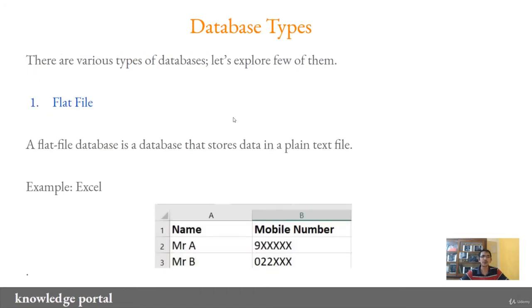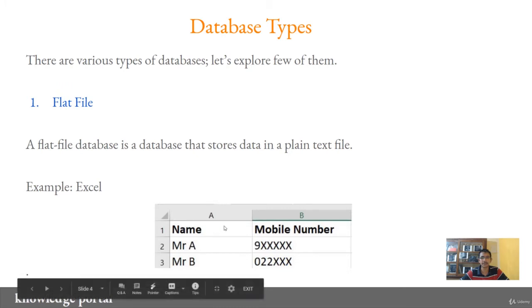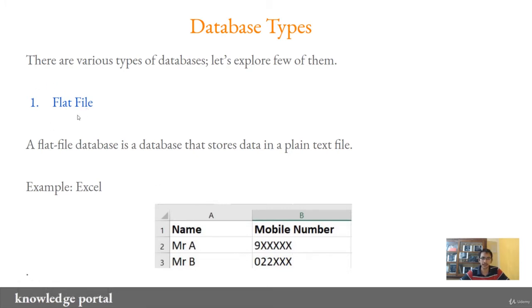Now, when you discuss databases at a high level, there are certain database types that we need to explore for better understanding. One is a typical flat file. A flat file database is a database that stores the data in a plain text file. For example, Excel. This screenshot can be better understood over here. So this is a simple flat-file-based approach.